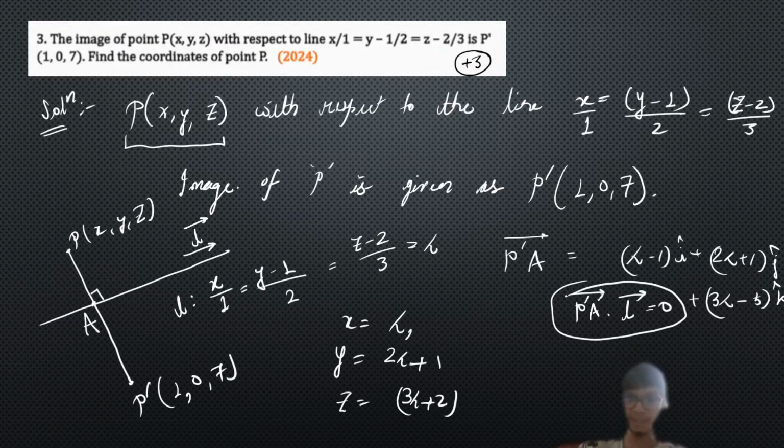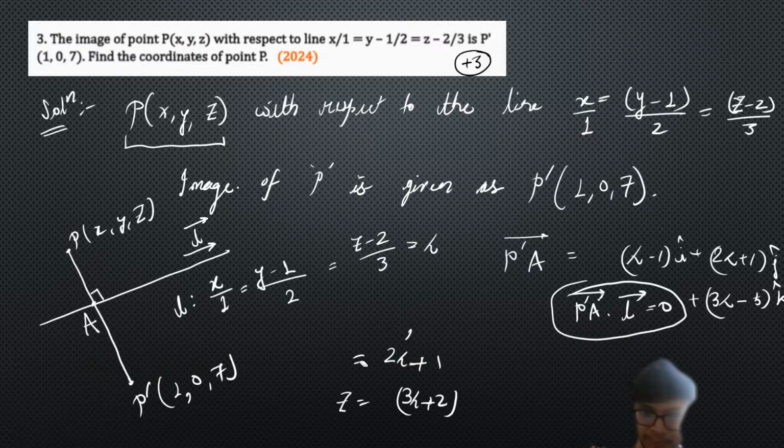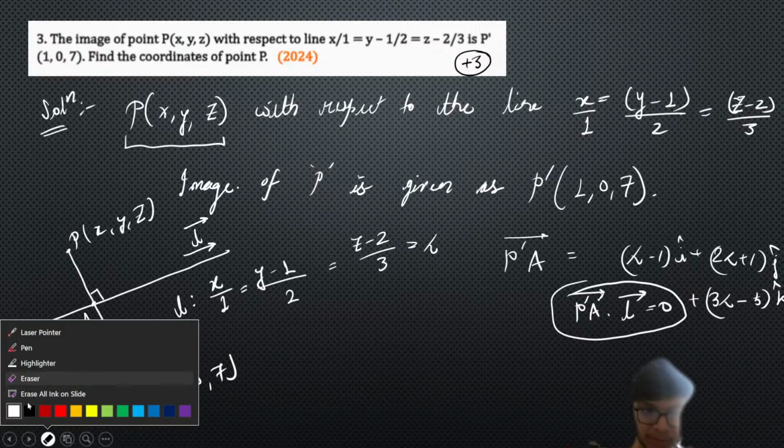Now from here let us try to do the calculation. So I'm just erasing this part of the calculation. I hope you are also doing the steps with me, right? So let us see over here.